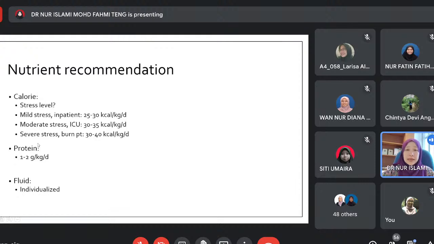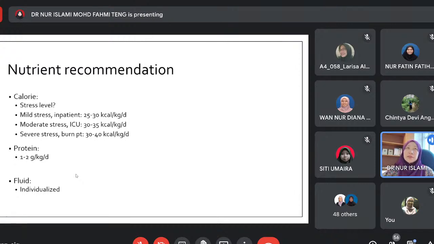The protein is higher, 1 to 2 gram per kilogram per day. So tengoklah apa requirement the patient lah. Kalau macam burn patient, they are usually very high, we give them up to 2 gram per kilogram. Kalau macam tadi kita bagi severe head injury, ataupun kalau dia moderate stress, we can provide them about 1.5 gram. But protein requirement is higher in post-surgical patients because we need to promote wound healing, and also to meet the requirement of protein. And then for fluid, it is individualized.